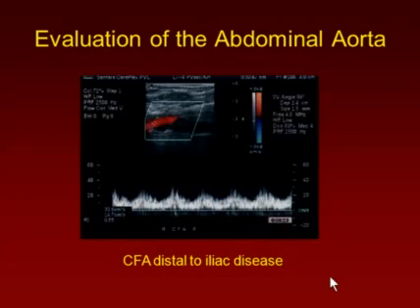This is an example of when it is clear that there is not good compensatory flow. This is a common femoral distal to severe iliac disease. You can see that there's a very delayed rise to peak. There's a lot of diastolic flow when you normally would see no diastolic flow, and a dampened waveform where the peak systolic velocity is only in the 30s.